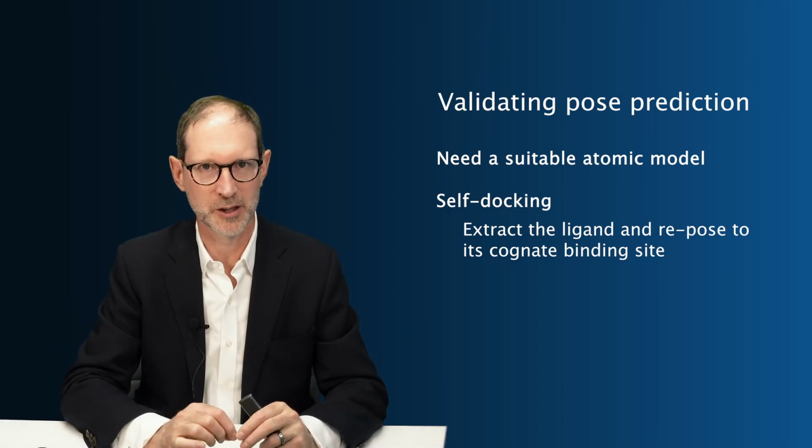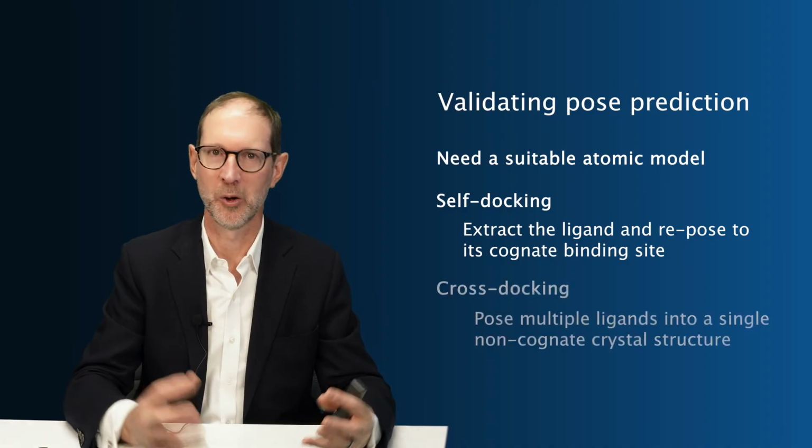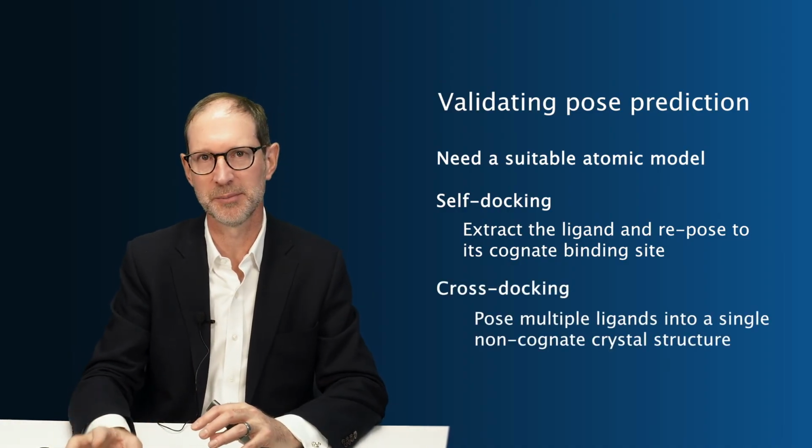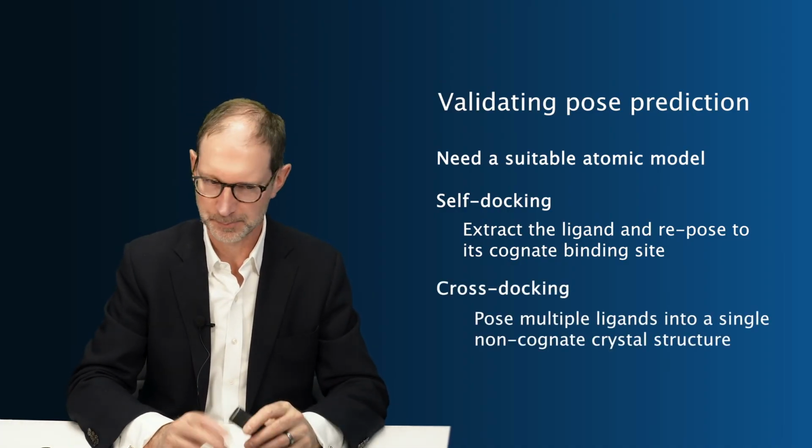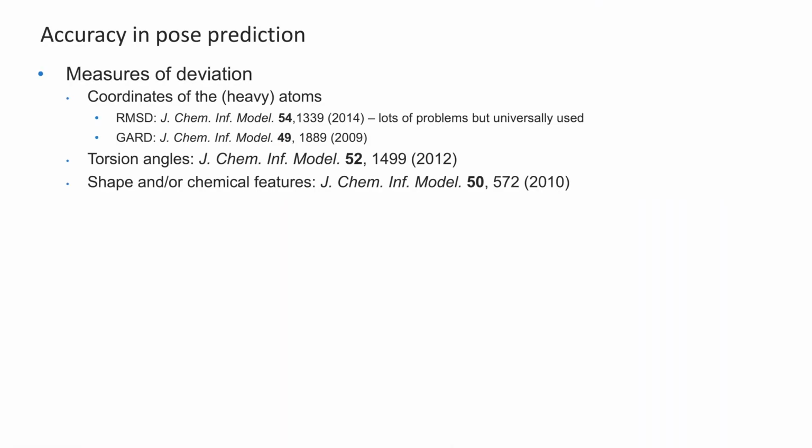Second, the much more difficult task, the prospective task: a whole set of different molecules into a single protein binding site, and that's called cross-docking. There are lots of different ways of measuring success in pose prediction in either of these environments. Lots of different metrics here are based on deviation from the coordinates of the atoms, things like RMSD, used all the time, but as I'll point out in these papers, a terrible measure.